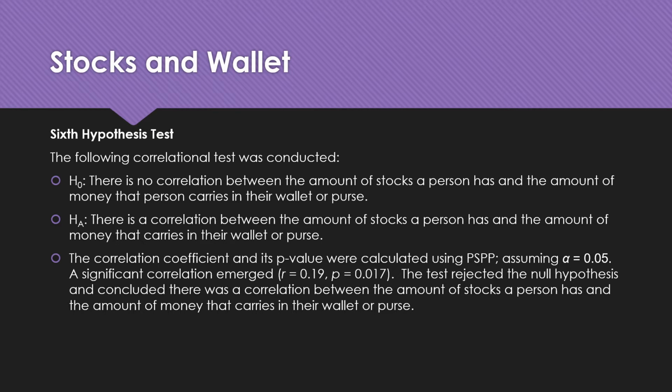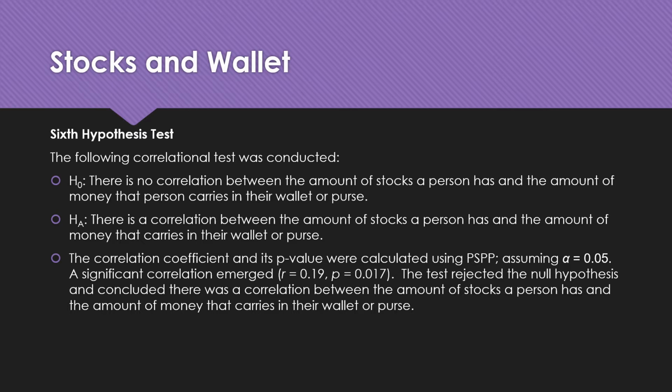The last and sixth hypothesis test measured the relationship between stocks and wallet. The null hypothesis states that stocks and wallet has no relationship. The alternative hypothesis states that a relationship does exist between stocks and wallet.